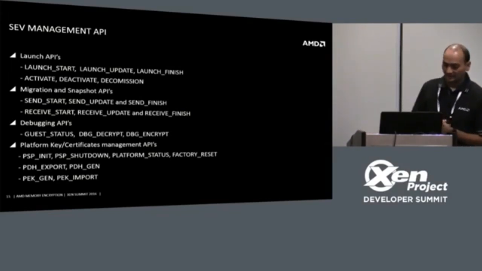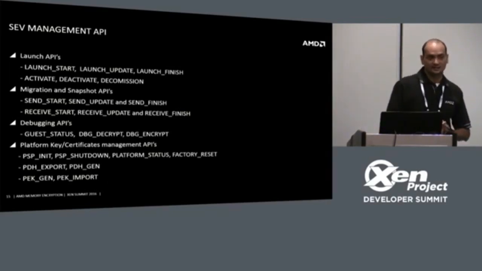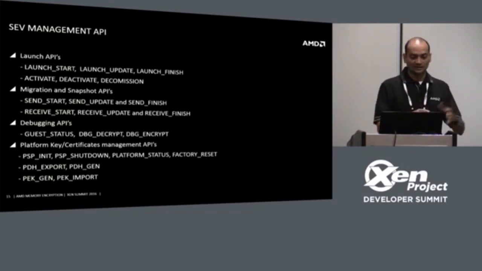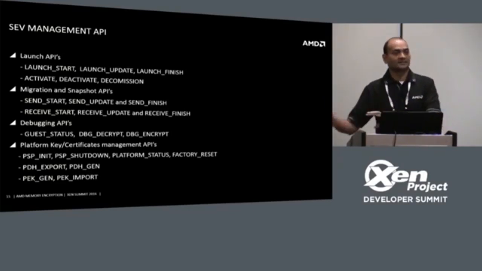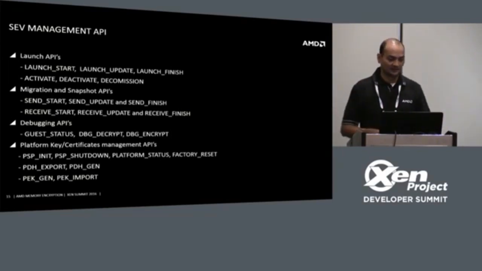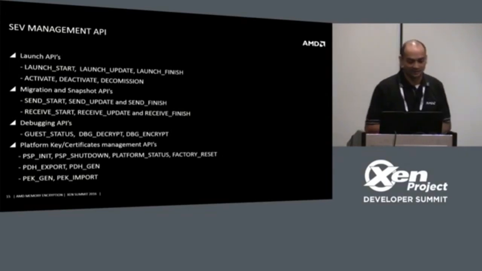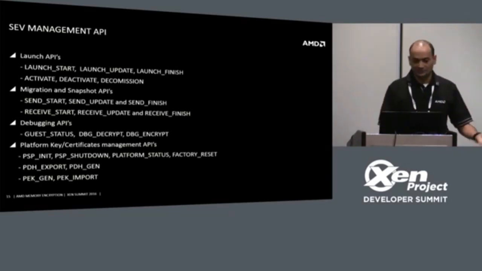So the first set of commands is the launch. We call it the launch API. Like the launch start command. Launch start commands and so on are used before the guest is running. So it's just preparation of the guest. For example, one of the arguments in launch start would be the guest owner's private Diffie Hellman key and his policies and stuff.